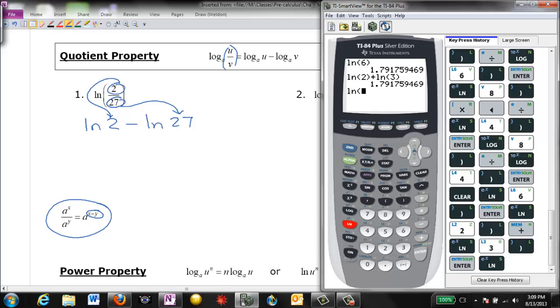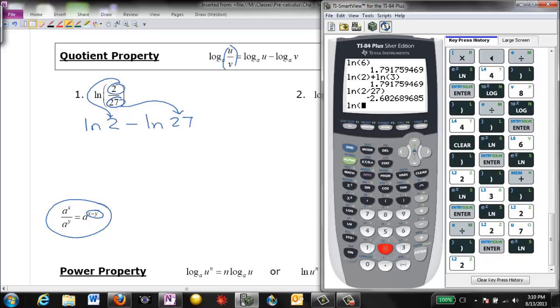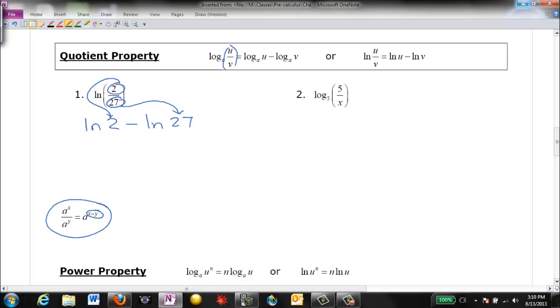So the natural log of 2 divided by 27 gets me negative 2.602. So I'm going to re-enter that in my new format that I have here using the quotient property. So I'm going to hit natural log of 2 minus natural log of 27, and I should get the same thing. And sure enough I do. I get negative 2.602. So you can see that that property is working for us. Okay, we'll do one more here.